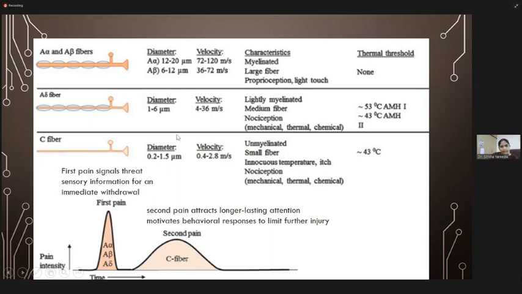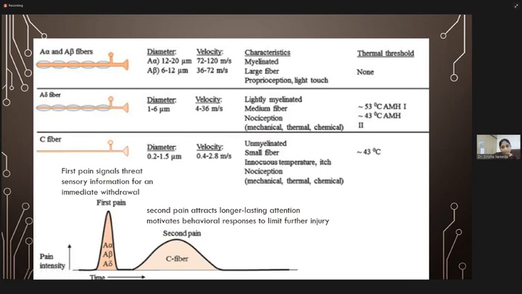As I said, they have a big role in nociception, the pain perception. Just to understand the physiology of pain intensity, there are two types of pain: the first pain and the second pain. The first pain is mainly carried by the faster conducting fibers, that is A alpha, A beta, and A delta. They provide information regarding an immediate threat so that we can withdraw immediately. Whereas the second pain attracts longer lasting attention, causing behavioral changes and cortical adjustments to limit further injury. The first pain is a rapid, high amplitude pain. The C fiber pain is a constant, continuous, low amplitude pain.